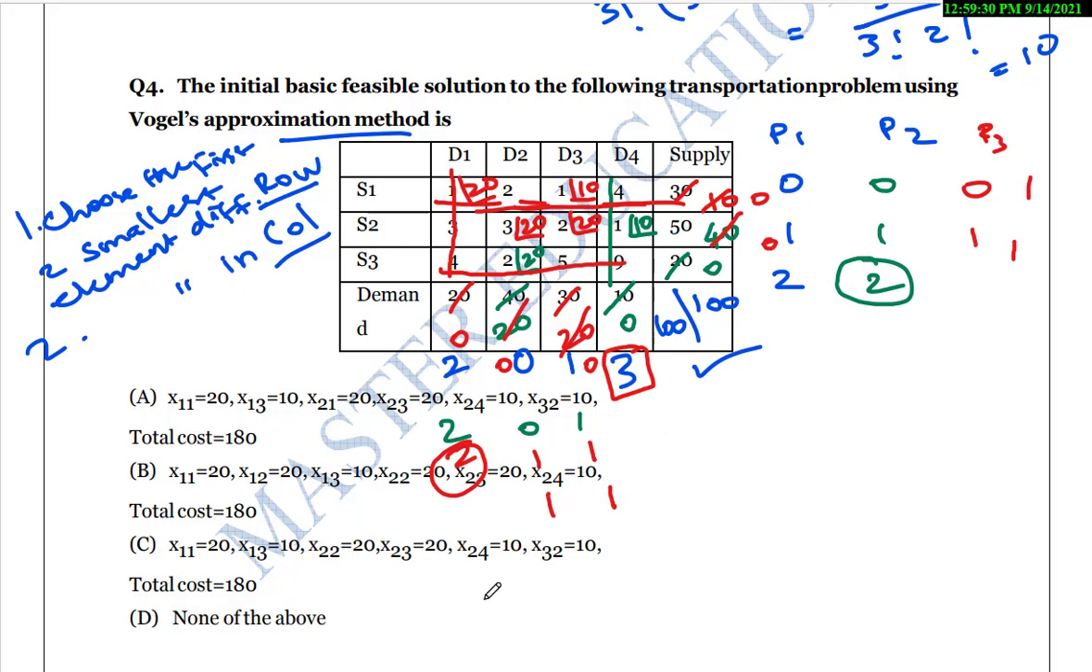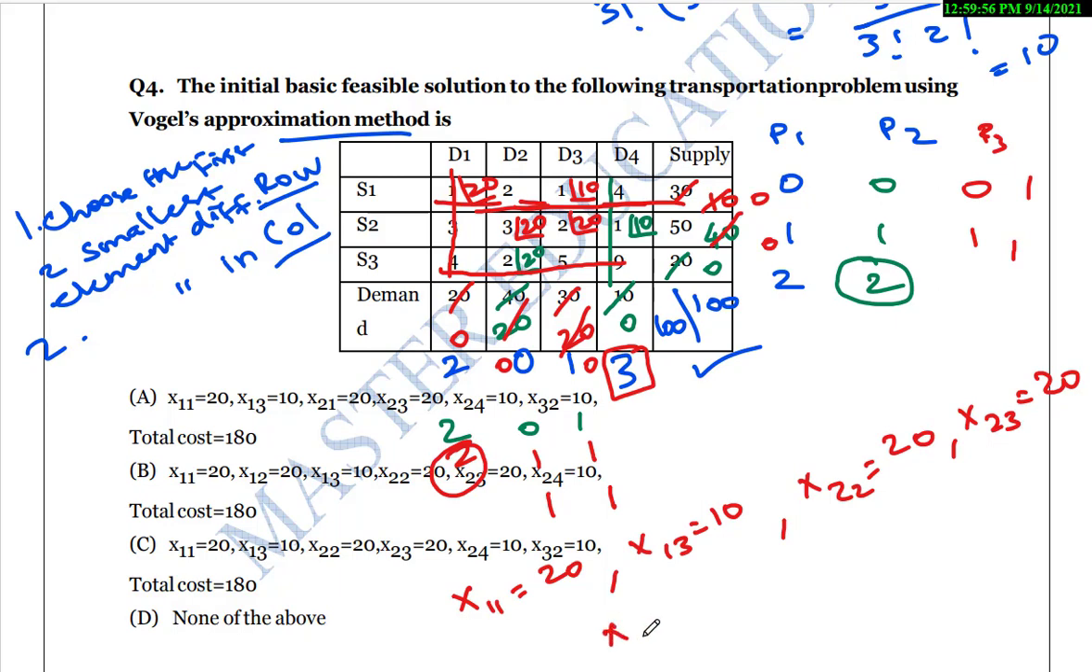Okay. So now what are the allocations? x11 equal to 20. This is considered as a matrix. x11 equal to 20 and x13 equal to 10. Then x22, this is the 22 location, I am assigning 20. x23 location is 20, and x24 is equal to 10, and x32 is equal to 20. Okay, so this is the optimal answer.